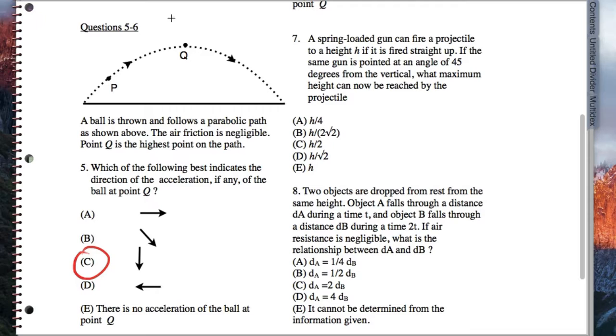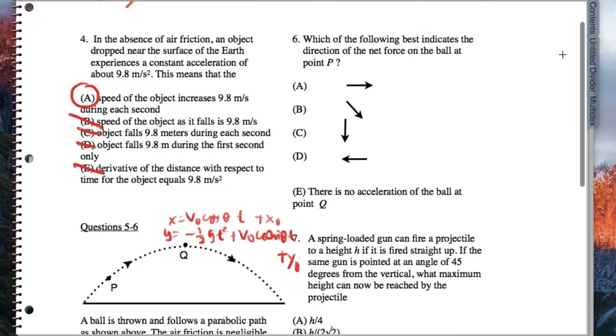And let's be clear. In the x direction, the equation is v0 cosine theta t, plus x0. And in the y direction, it's y equals negative 1/2 gt squared plus v0 sine of theta t plus y0. So we only have acceleration in the downward direction, but this is actually true even at point P. The force on the ball is caused by gravity pulling down on it, so the only force is gravity downwards once we let it go.